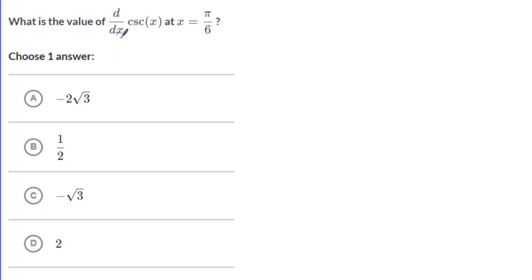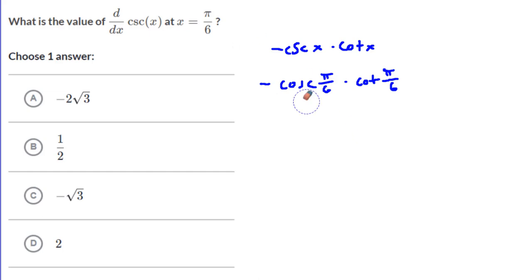So here, we want to know the derivative of cosecant of x at pi over 6. The derivative of cosecant is negative cosecant of x times cotangent of x, which means negative cosecant of pi over 6 times cotangent of pi over 6. So you're going to take a look at your unit circle here, and you're going to be looking at pi over 6.